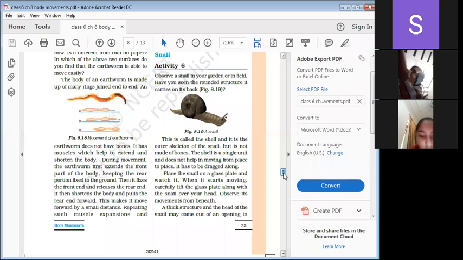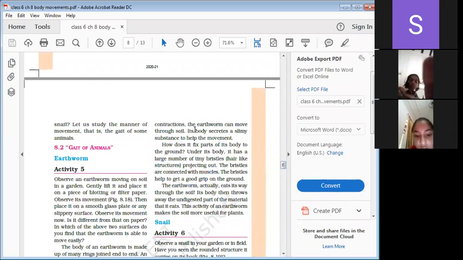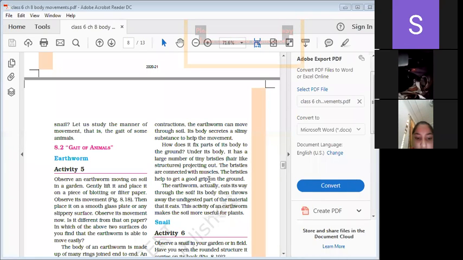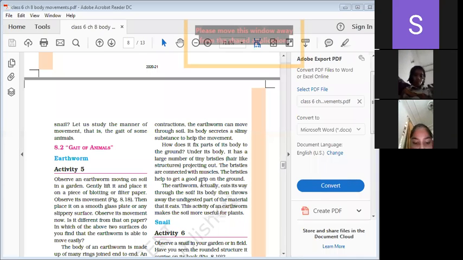Repeating such muscle expansion and contraction, the earthworm can move through the soil. Its body secretes a slimy substance to help the movement. How does it fix parts of its body to the ground? It has a large number of tiny bristles, which means hair-like structures projecting out. The bristles are connected with muscles and help to get a good grip on the ground. Earthworms are also known as the farmer's friend because they make the soil fertile.